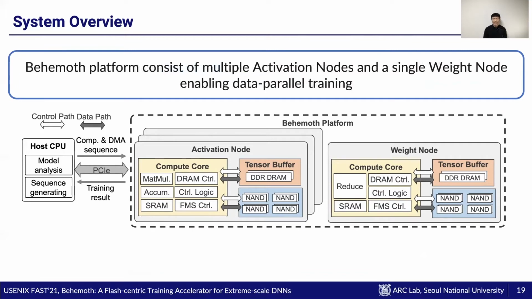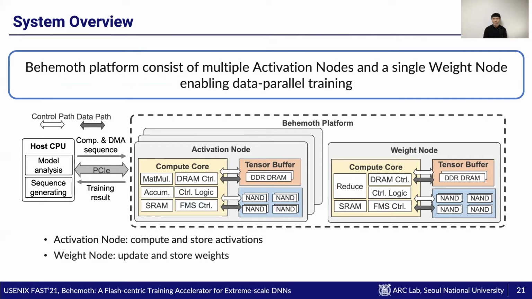The Behemoth platform consists of multiple activation nodes and a single weight node, enabling data parallel training. The activation nodes store activation and perform matrix multiplication using activation and weight, whereas the weight node serves as a parameter server to aggregate gradients from individual activation nodes and update weight. The host system transfers a command sequence to Behemoth via the PCIe interface, and Behemoth trains the model according to the command sequence and returns the training result to the host.